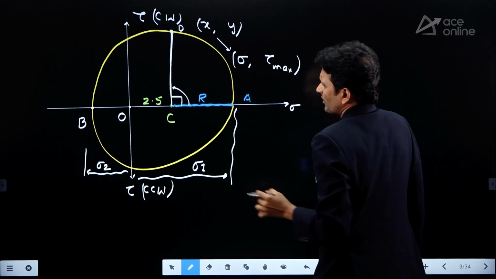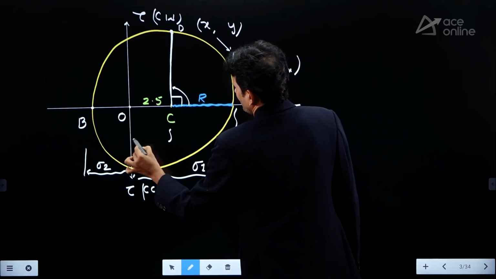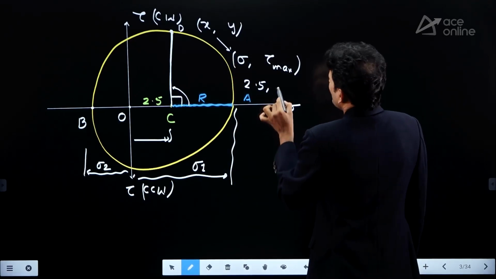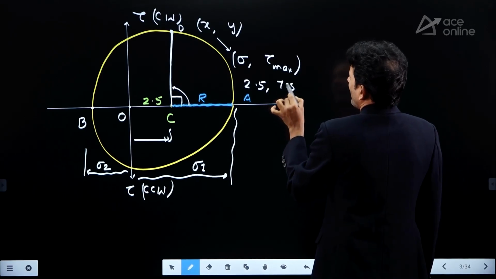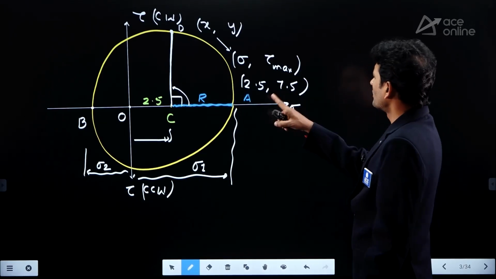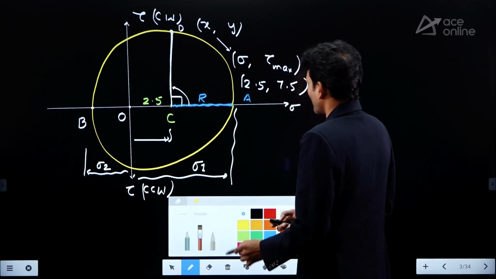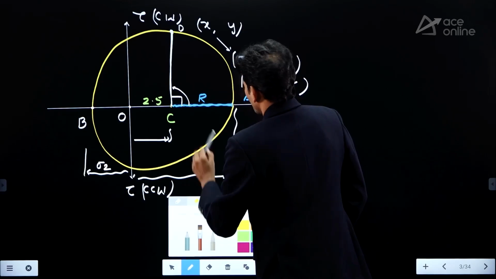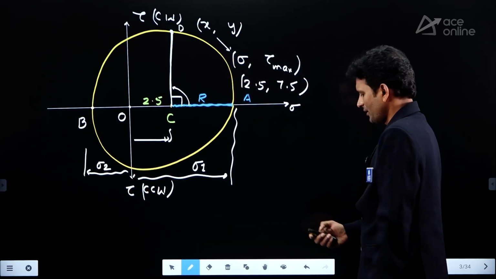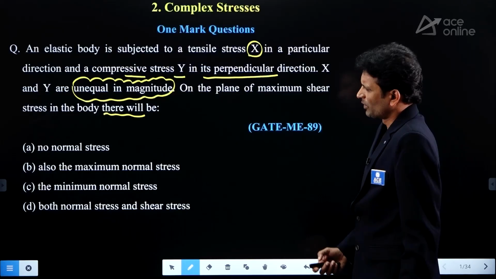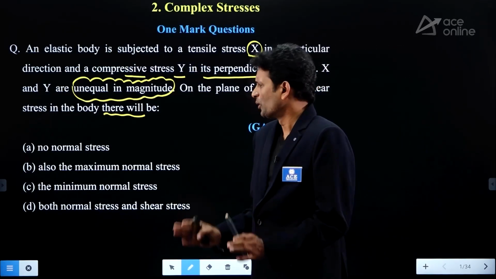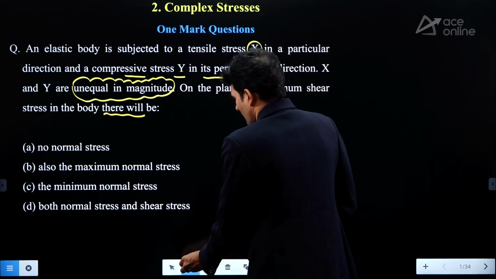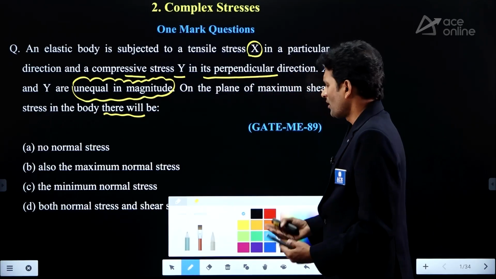So what is the normal stress here? Normal stress here is 2.5. And tau max is nothing but the radius, obviously 7.5. So both normal as well as shear stresses are acting. But the maximum normal stress is OA, minimum normal stress is OB. So on tau max plane, in general both normal as well as shear stresses are acting, and the normal stress is neither maximum nor minimum.